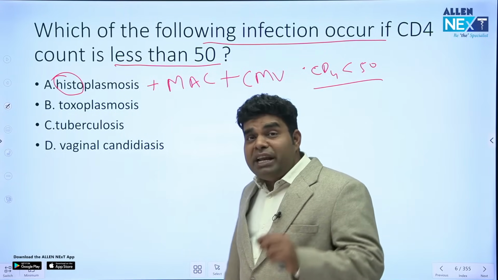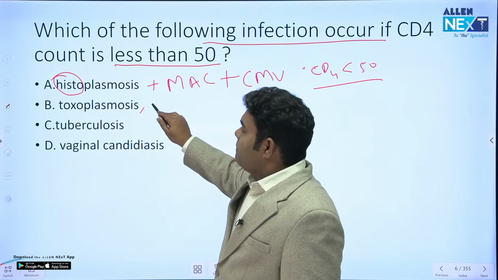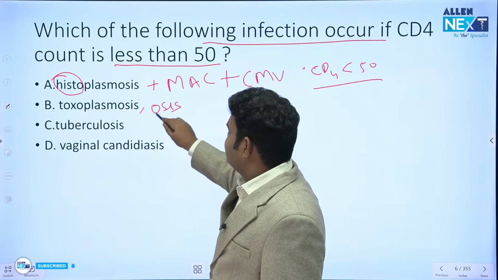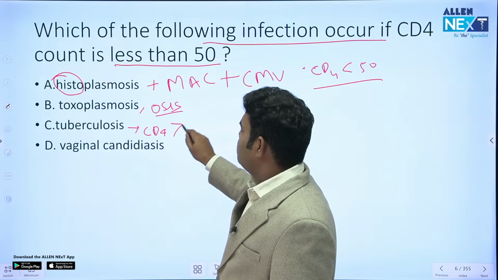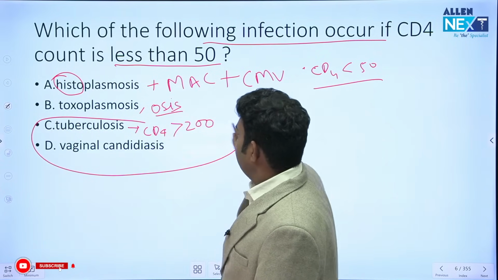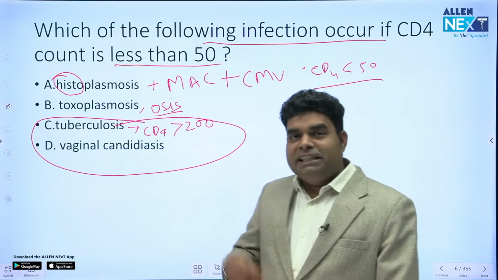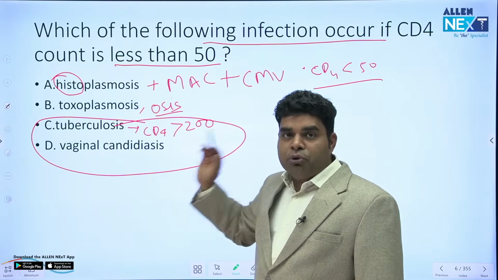Then between 50 to 200, there is toxoplasmosis, then all other OIs, all OIs except tuberculosis. Tuberculosis can occur even when CD4 count is more than 200. This is the thing for tuberculosis and vaginal candidiasis. But toxoplasmosis, psittacosis, a lot of OIs are there in between 50 to 200.